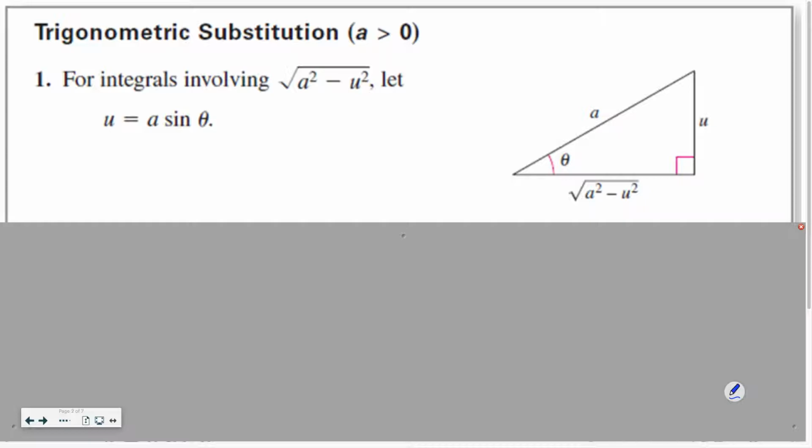Now, when we get to the end of this integral, it could involve sines, cosines, tangents, some sort of trigonometric function. So let's say we get to the end and my answer is 3 theta plus secant of theta.